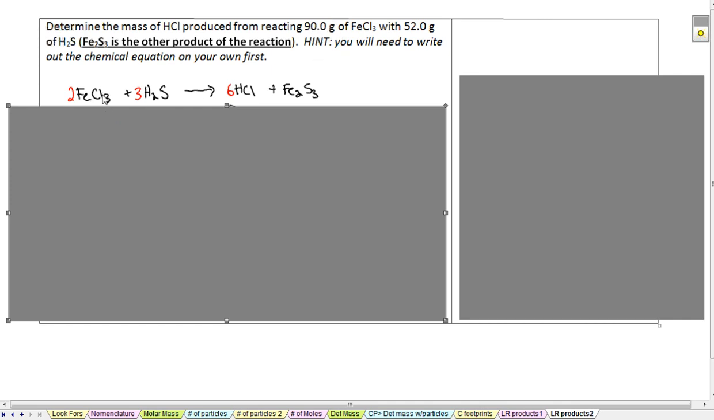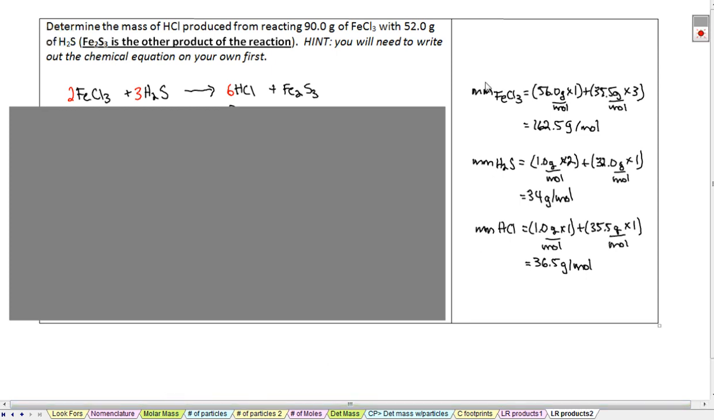Now I know that I've been given my masses of my 2 reactants. So before I go any further, I'm going to just quickly determine the molar masses of everything that I'm looking for in my question here. That way, get it done and over with. So I just did it in this little space here. I determined the molar mass of iron 3 chloride. You can take a look, check your work, make sure you got the same number I did. I found the molar mass of dihydrogen sulfide, and I found the molar mass of hydrochloric acid.